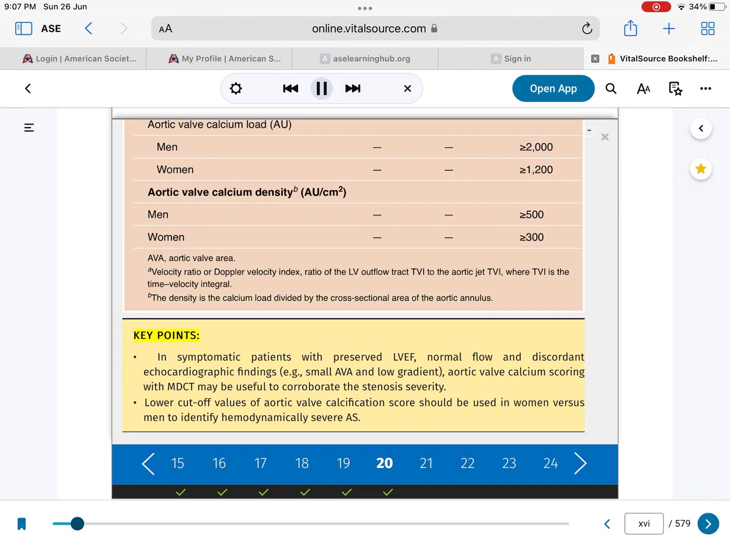Key points. In symptomatic patients with preserved LVEF, normal flow and discordant echocardiographic findings, e.g., small AVA and low gradient, aortic valve calcium scoring with MDCT may be useful to corroborate the stenosis severity. Lower cutoff values of aortic valve calcification score should be used in women versus men to identify hemodynamically severe AS.